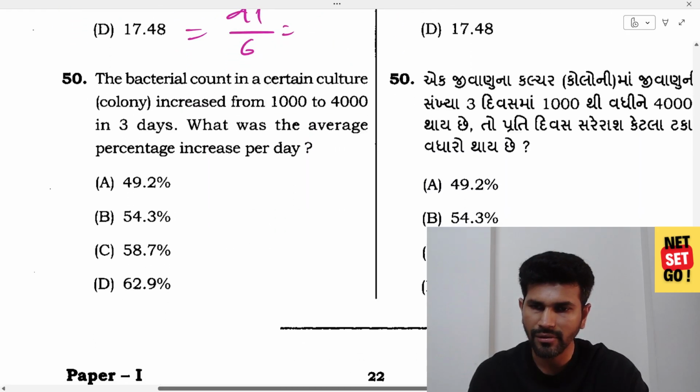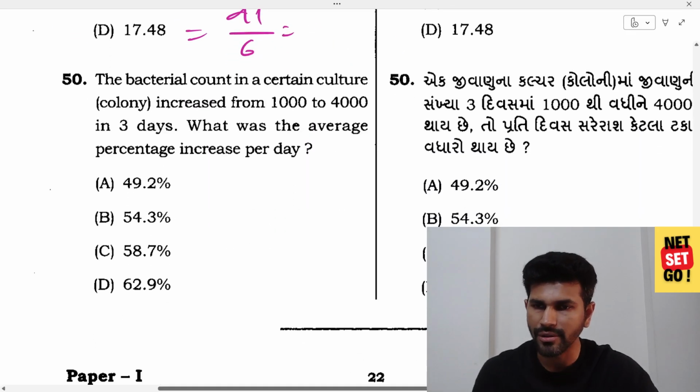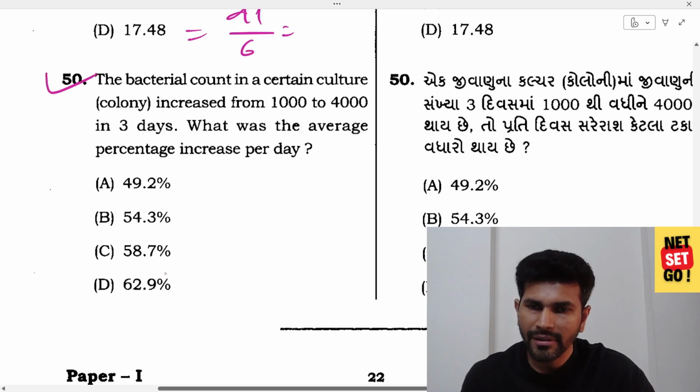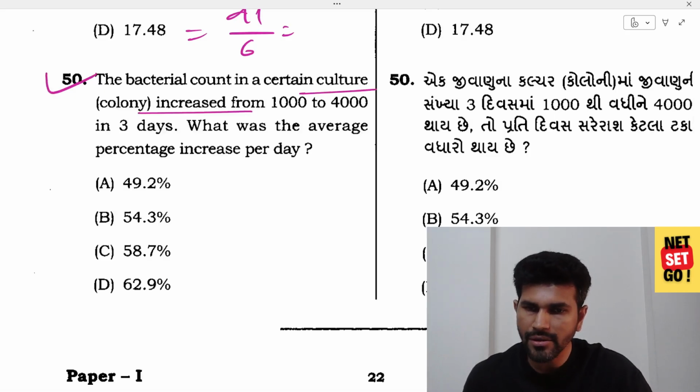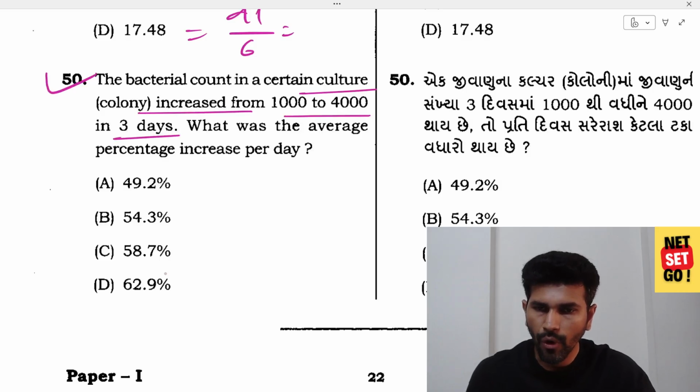Next, the last question. The bacterial count in a certain culture increased from 1000 to 4000 in 3 days. What was the average percentage increase per day?